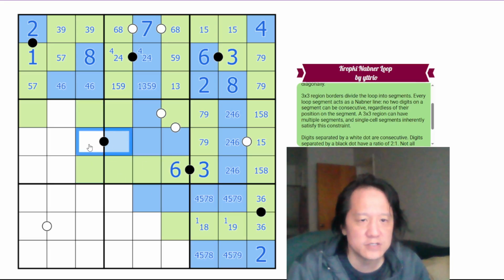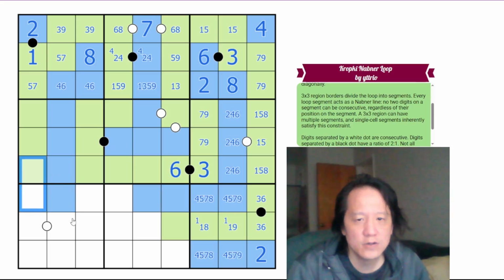One of these digits next to the Kropki dot has to be on the loop, so this must be on the loop. This is not on the loop. It must exit out that way because it cannot touch itself by going here. Cannot touch itself here. So this has to go all the way down here. Cannot touch itself. So it goes here. It cannot go here because these are consecutive. This must be a 5 length Nabner. So these are not on the loop, which means it exits out this way.